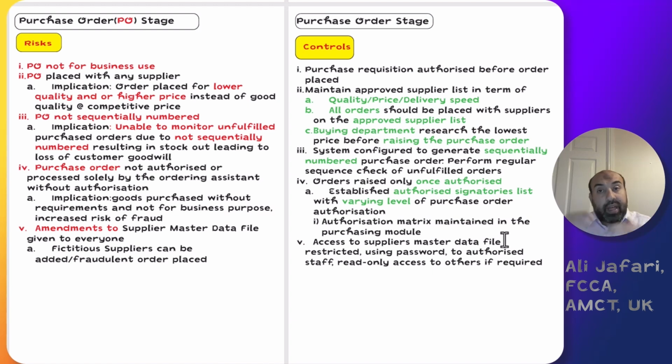So these are the different controls, and the risks are the implications that you will explain if any of the controls that we have discussed is missing. So this is the stage of the purchase order and the associated controls. In the next video, we will look at the associated risks with the second stage in the purchase system, that is once you have received the goods, and all the controls that we would put in place in order to ensure that all the risks associated with the second stage are covered.